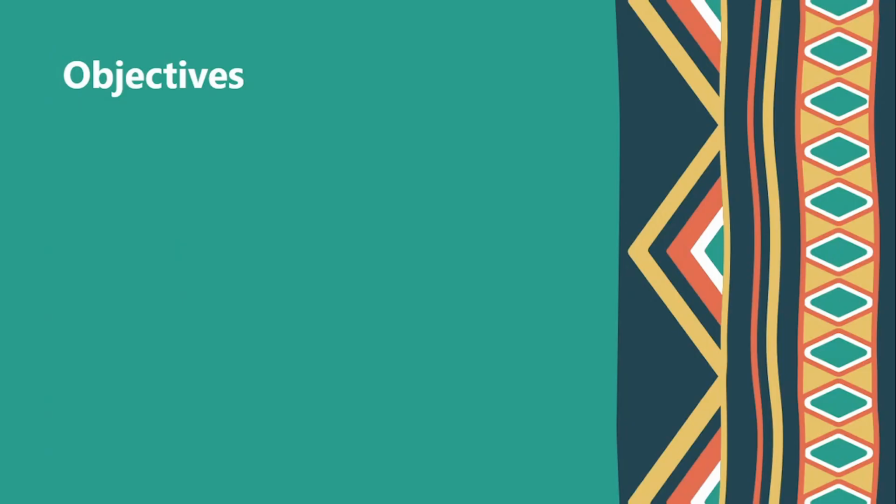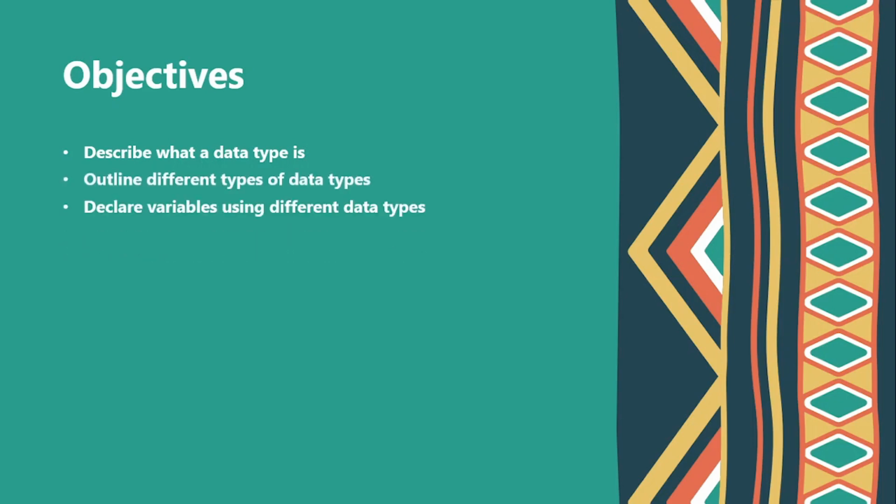Here are our objectives. We'll describe what a data type is. We'll outline the different types of data types. We'll also declare variables using different data types. And we're going to come up with a very simple exercise that is going to help us to apply the different data types and how we link data types to their variables.